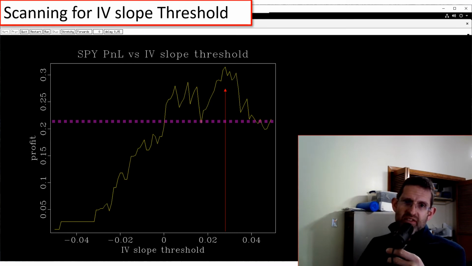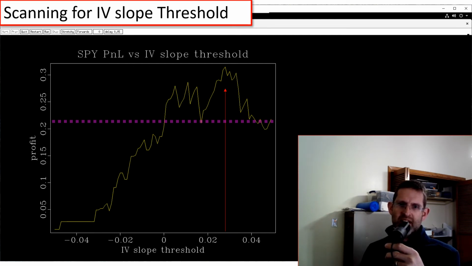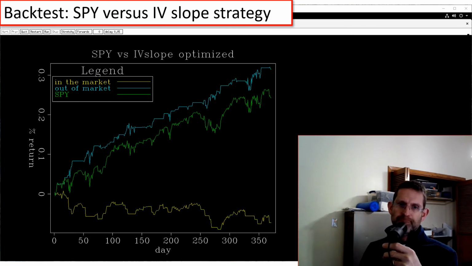So how did I obtain that IV slope threshold shown in the previous graph? I backtested a variety of values, and you can see the profit curve, the profit for each choice, here. There are some local variations in that profit curve, but on balance, the profit is high over a broad range of IV slope threshold values. The horizontal pink dashed line is the return of the SPY over the period tested. It shows us what we have to beat in order to have an edge over just buying and holding.